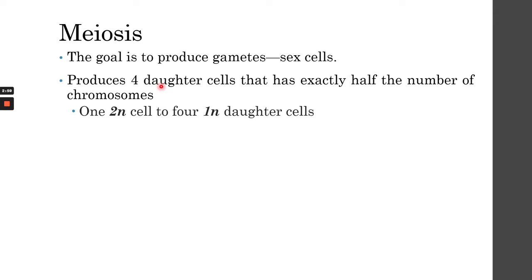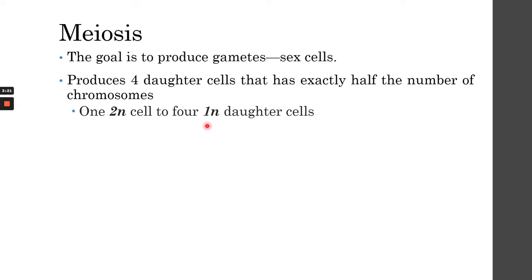So in mitosis, we create two daughter cells that are 2N. But in meiosis, we create four daughter cells that are 1N, meaning there's only one set of chromosomes available in those gametes. And this is essential in order for us humans to create a new human being.